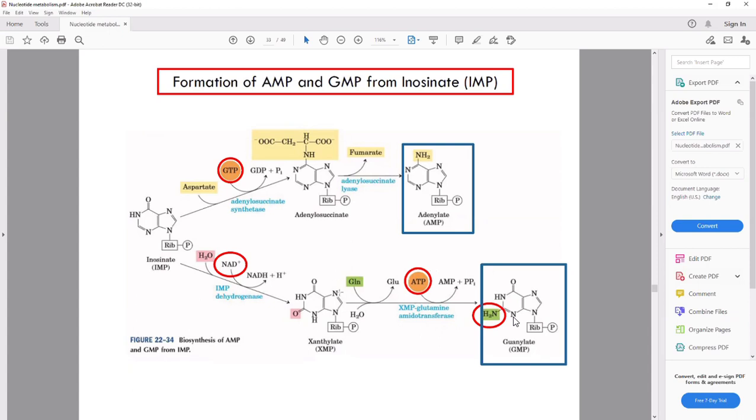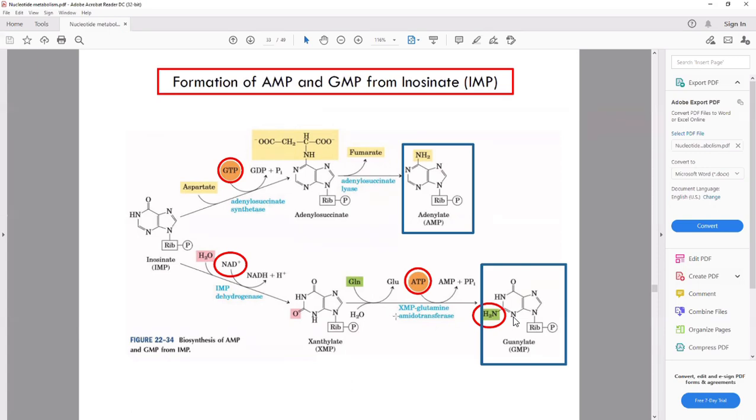Glutamine contributes the amino group, so it undergoes this amidation to form this GMP. If you look at both steps that lead to the formation of AMP and GMP, the first route utilizes GTP, and the second route utilizes ATP.